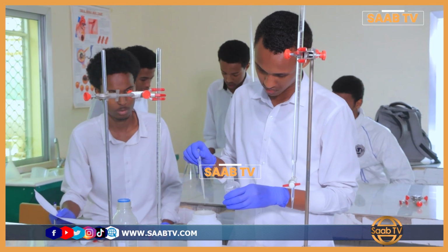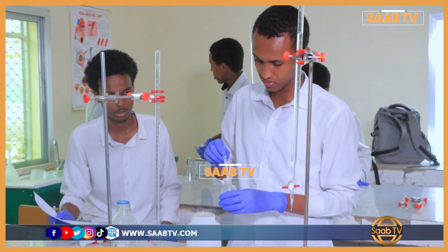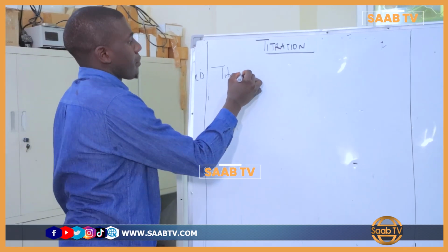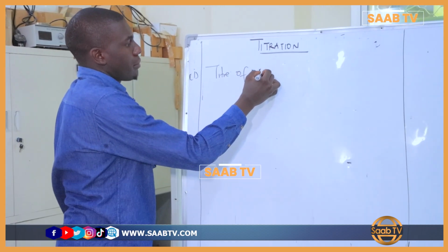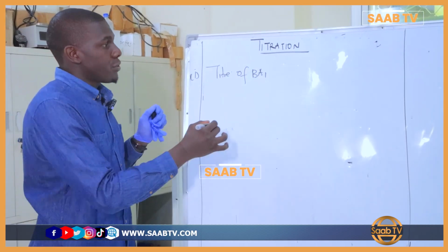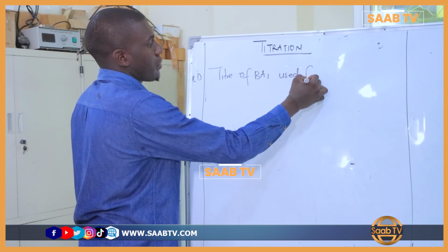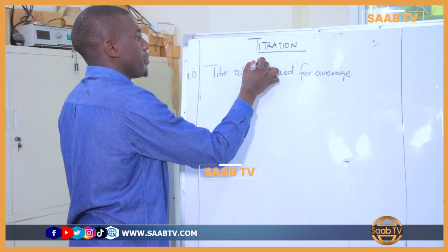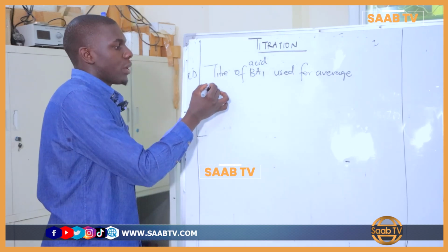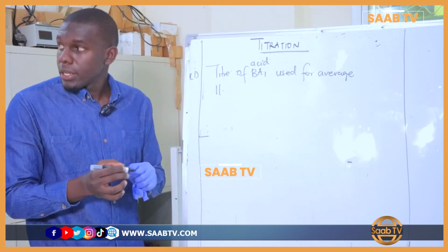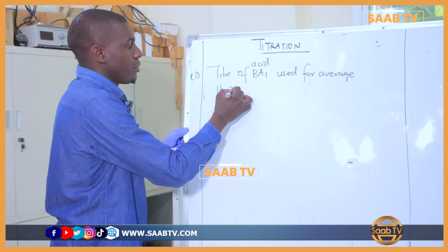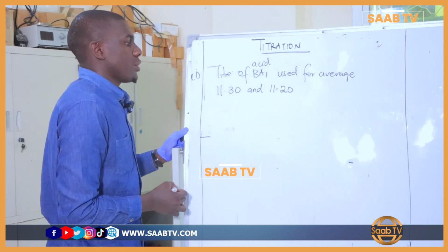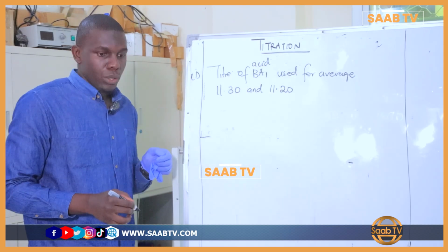That is the first one. Titer values, BA1 used for the average. BA1 is the acid, is that clear? So we have taken 11.30 and 11.20. Is that clear? So that is the first part.